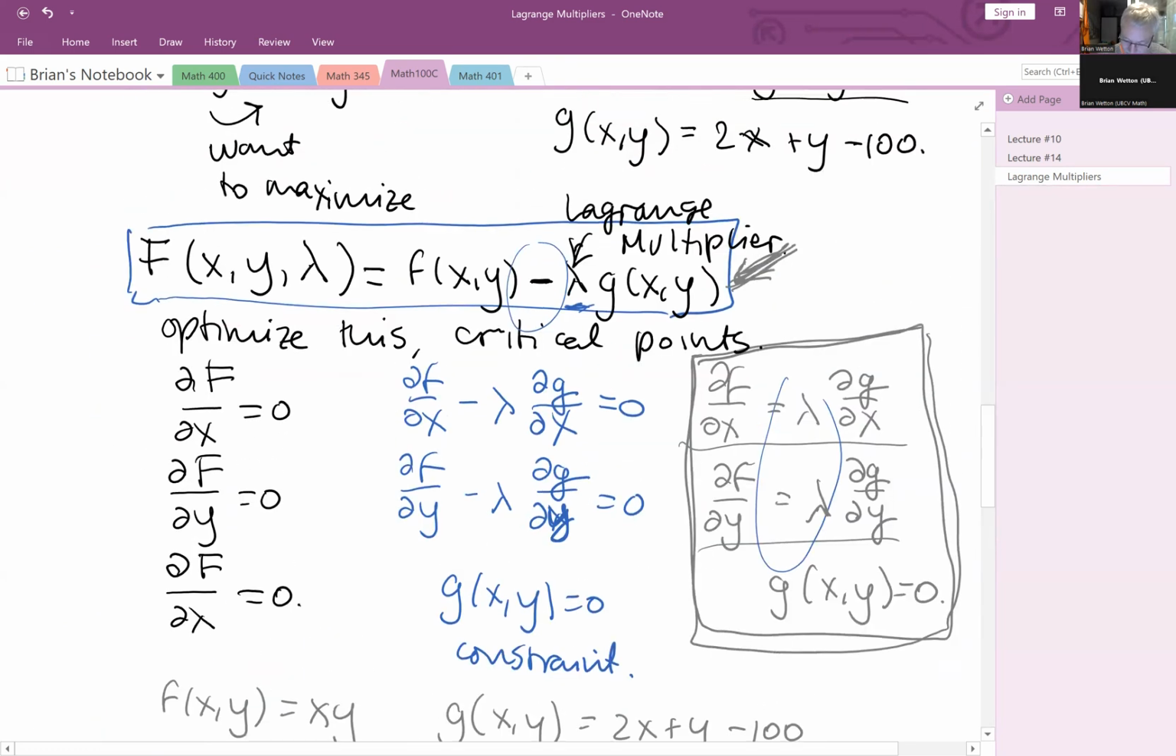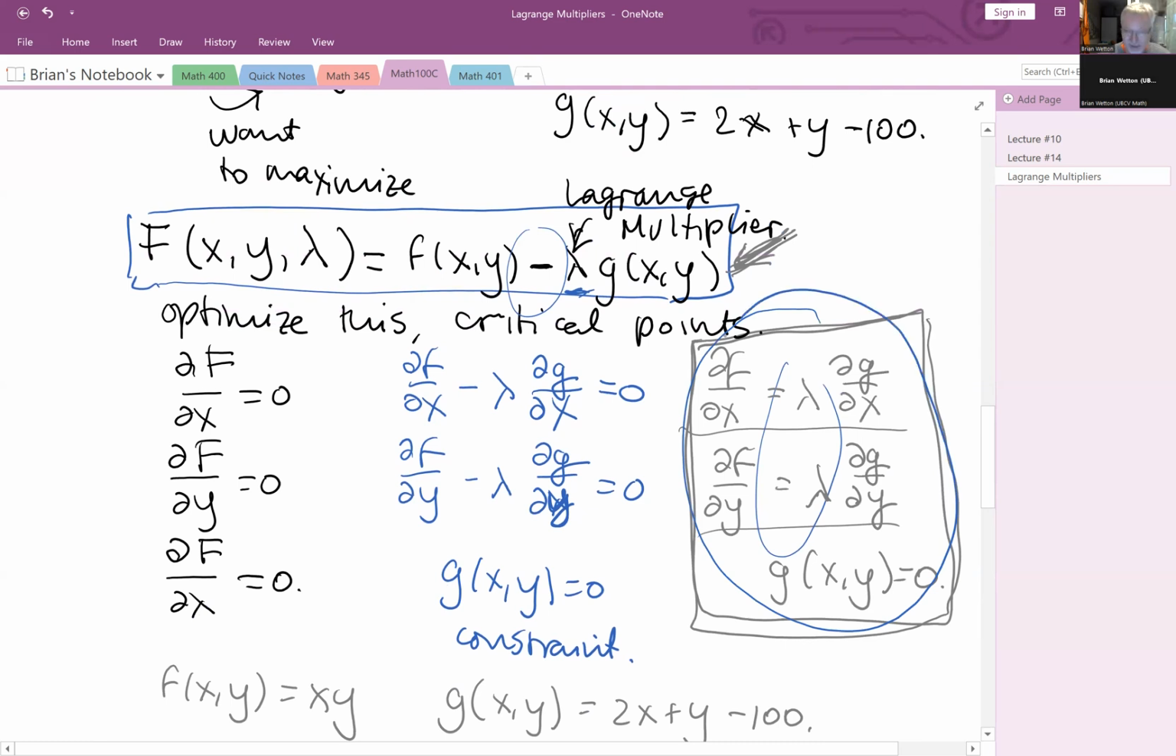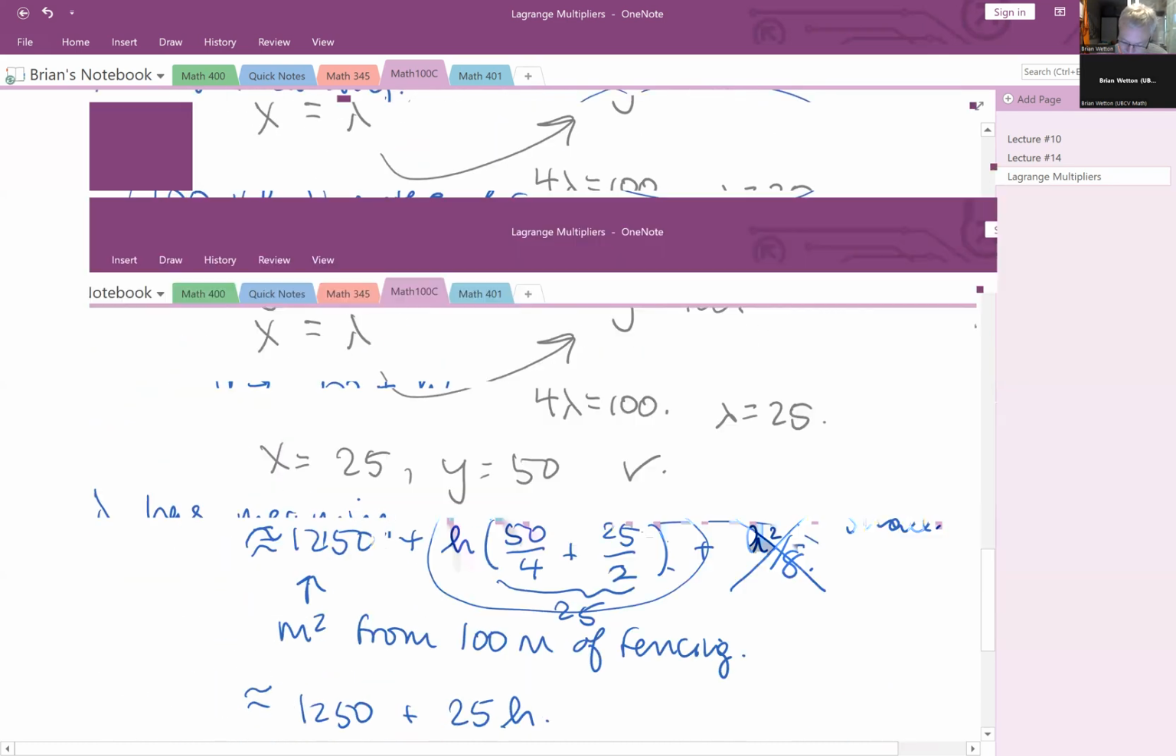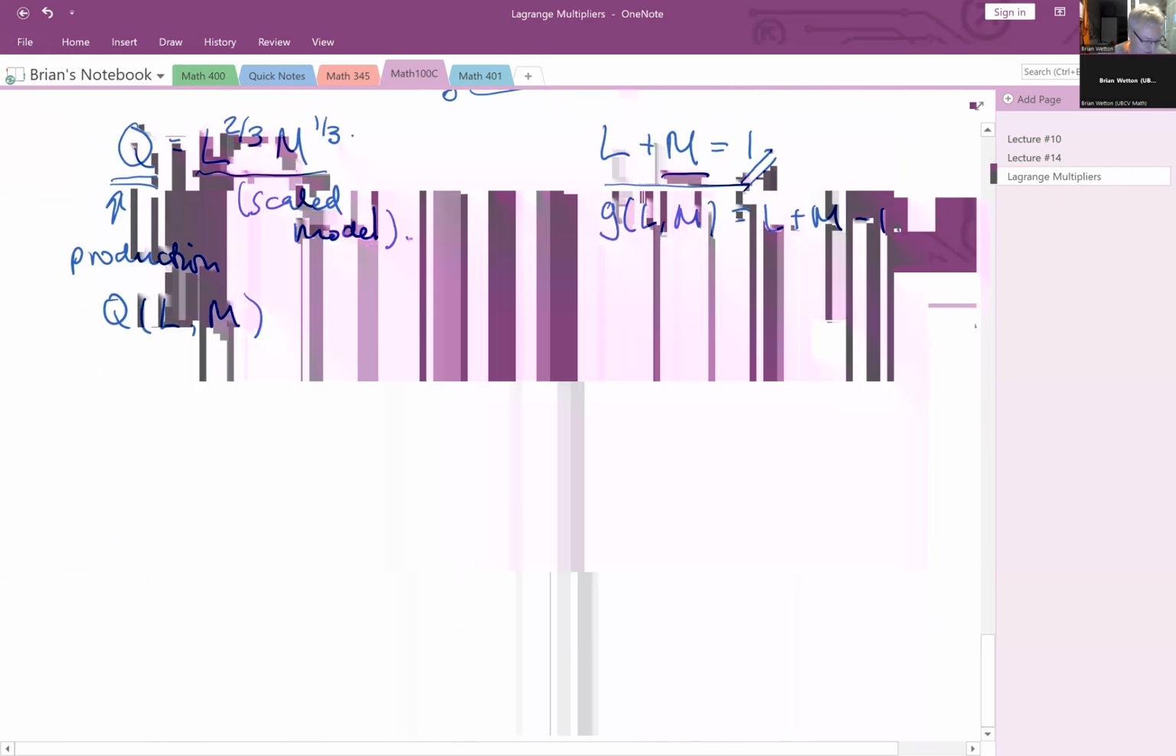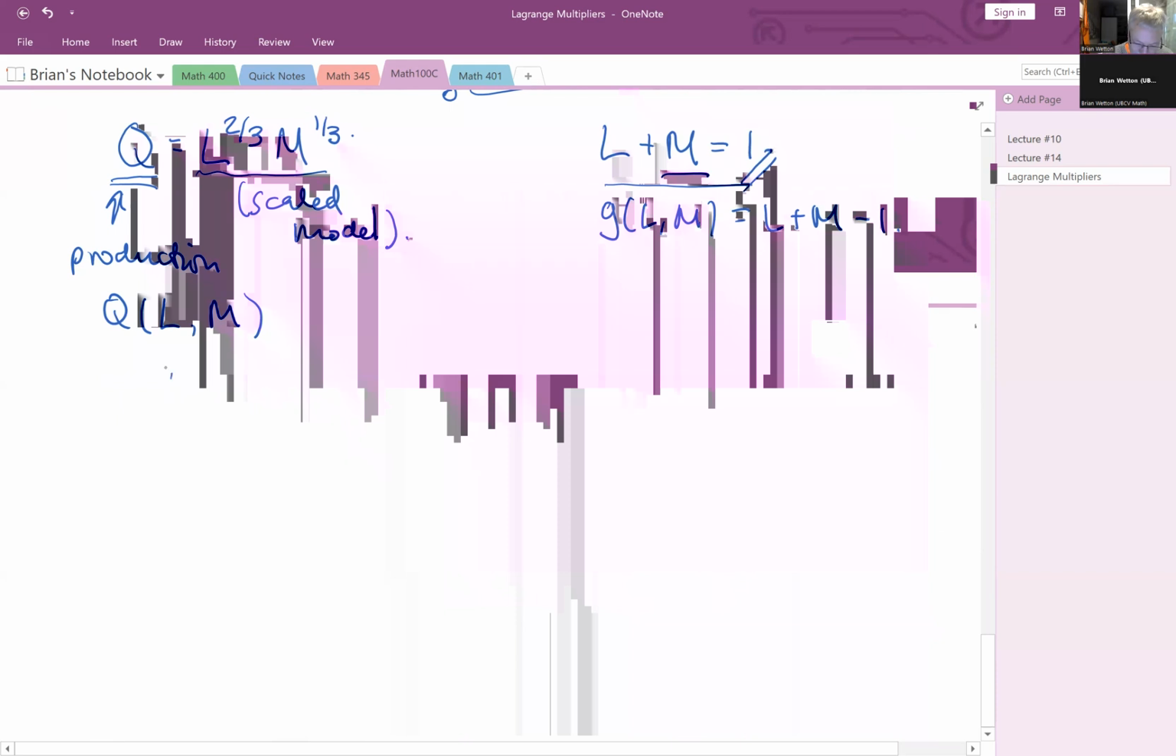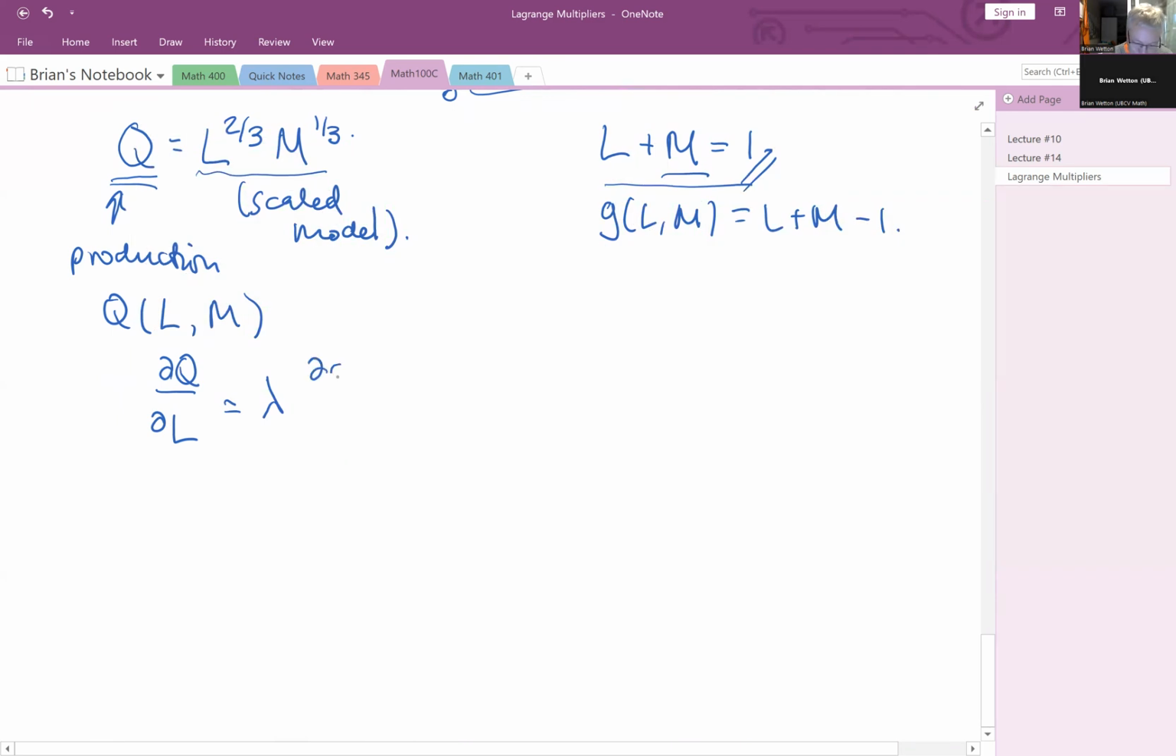And I'm going to use this form of the equations. So the derivatives, x and y, of the function I want to optimize are going to be lambda times the derivatives of the constraint. Okay, so let's do that and see what comes out. So I'm going to have dQ/dL will be lambda times dg/dL. dQ/dM will be lambda times dg/dM. And I'll have the constraint L plus M equals 1.